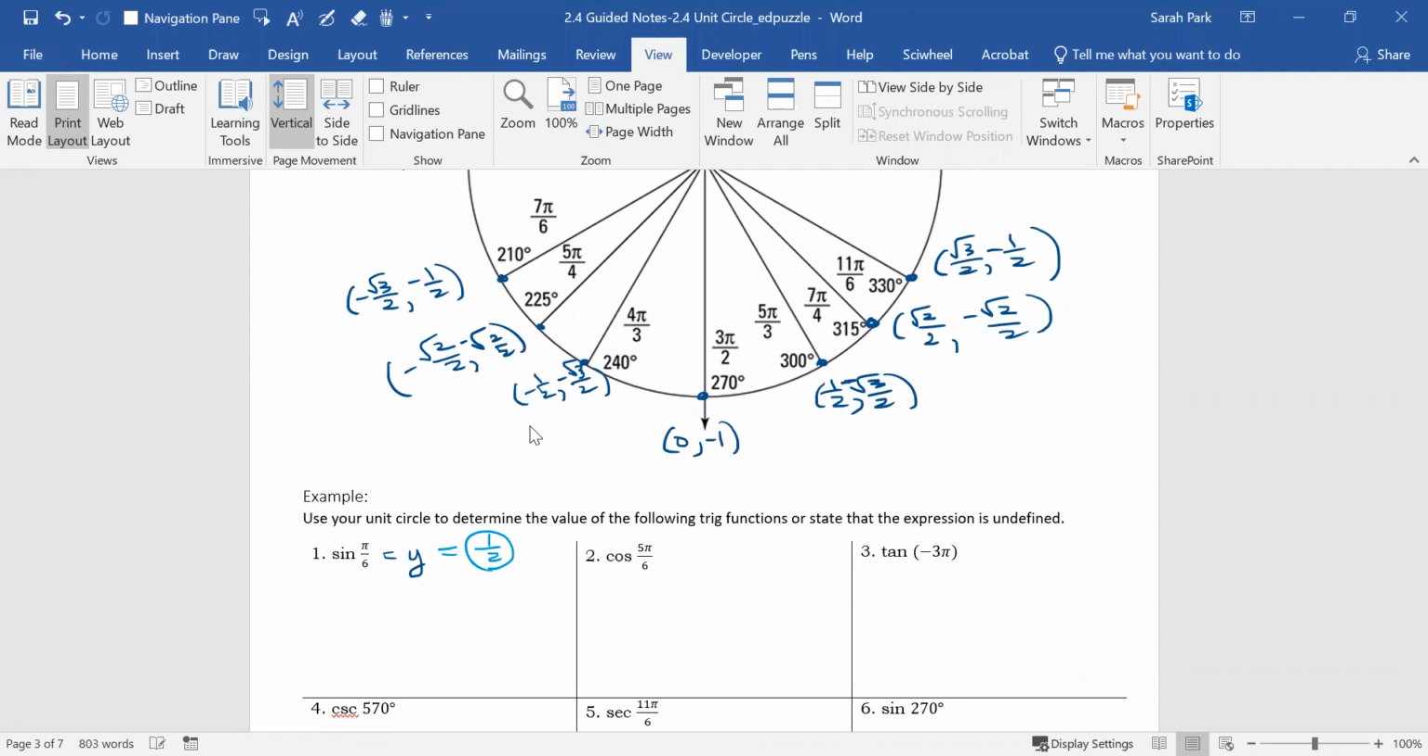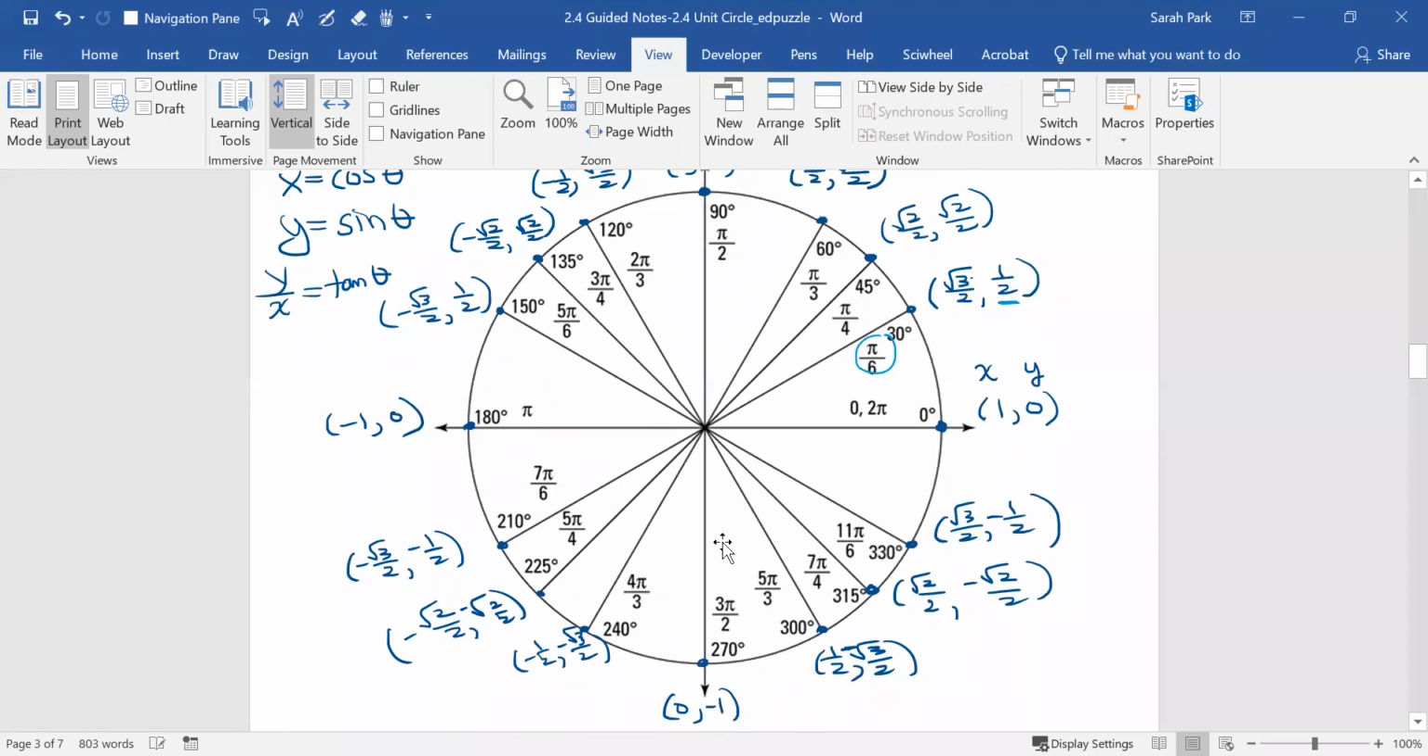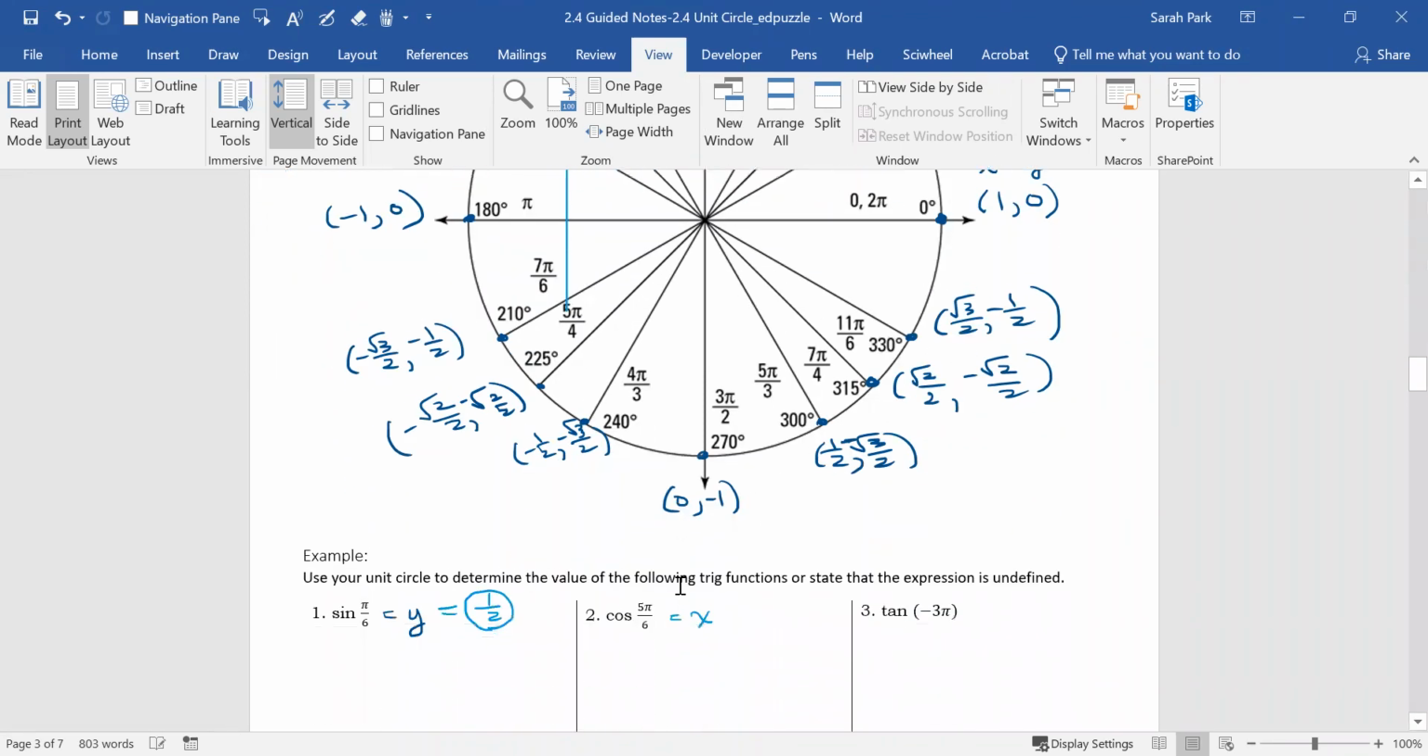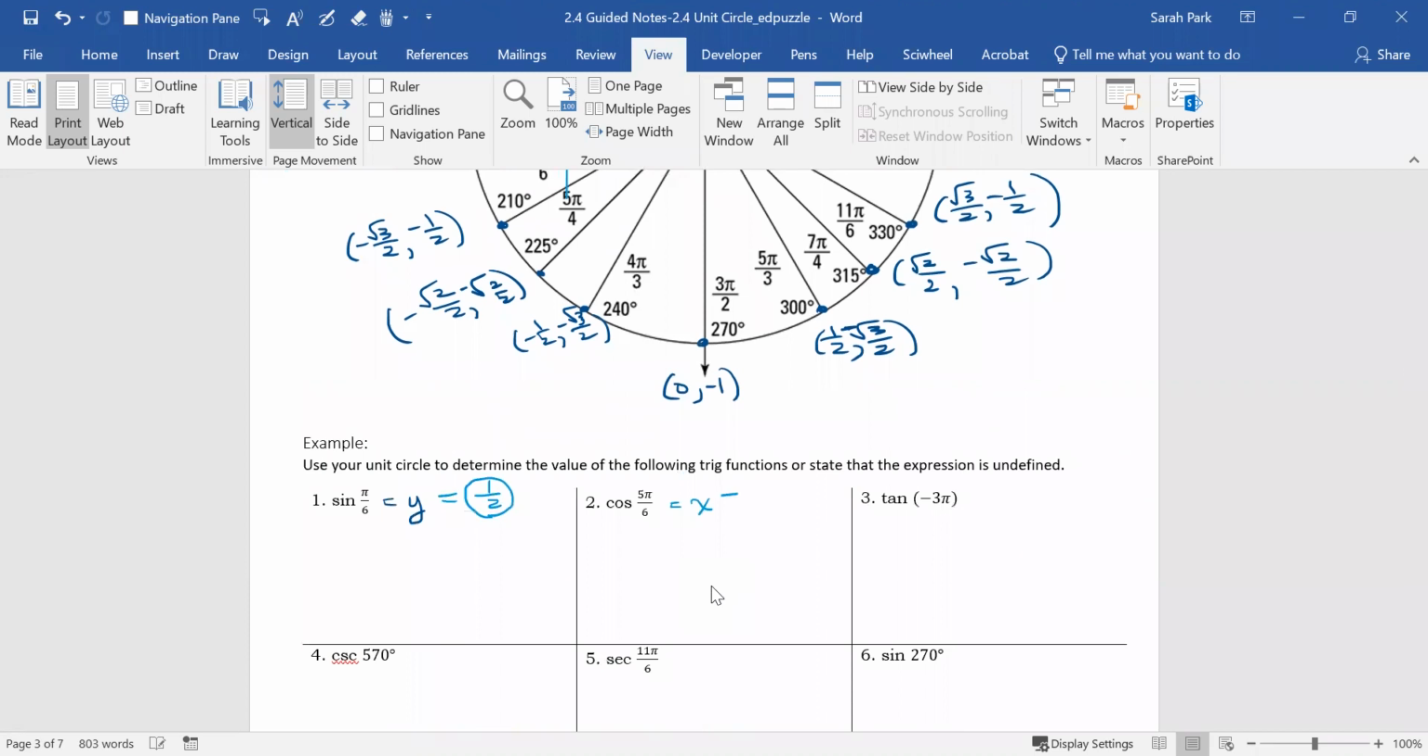Okay, cosine 5 pi over 6, that's looking for, okay, what's the x value at 5 pi over 6? So let's look at the unit circle. 5 pi over 6, the x value is -√3/2. So this is just -√3/2. Let's skip over to 6. We'll come back to the other ones.